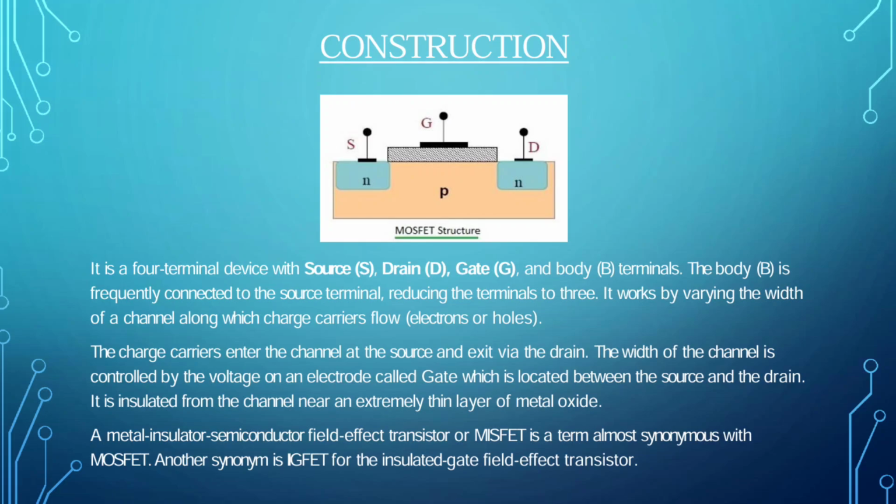A metal insulator semiconductor field effect transistor, or MISFET, is a term almost synonymous with MOSFET. Another synonym is IGFET, for insulated gate field effect transistor.